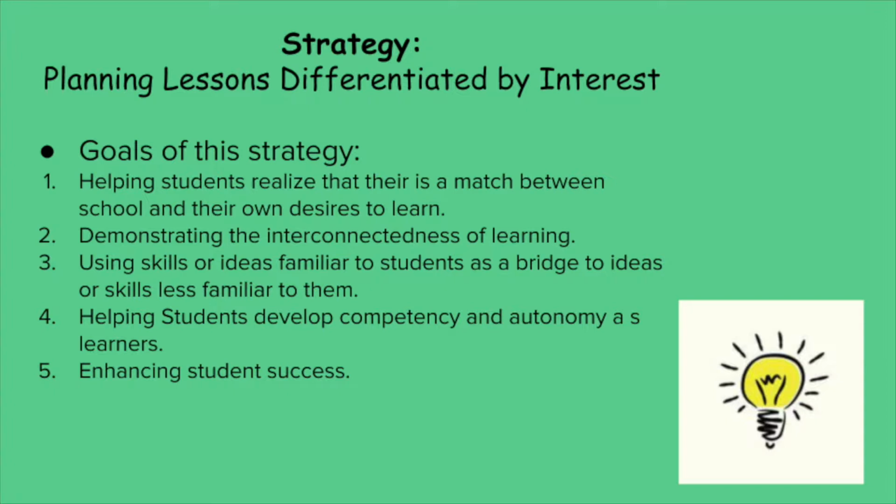There are 5 key goals of the strategy of lesson differentiation by interest that Tomlinson talks about in the book. The first one is helping students realize that there is a match between school and their own desires to learn. Second, demonstrating the interconnectedness of learning. Third, using skills or ideas familiar to students as a bridge to ideas or skills less familiar to them. Fourth, helping students develop competency and autonomy as learners. And fifth, enhancing student success.